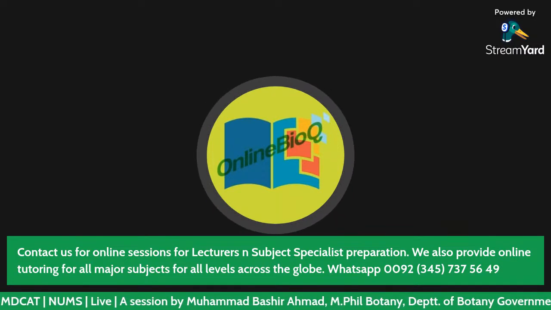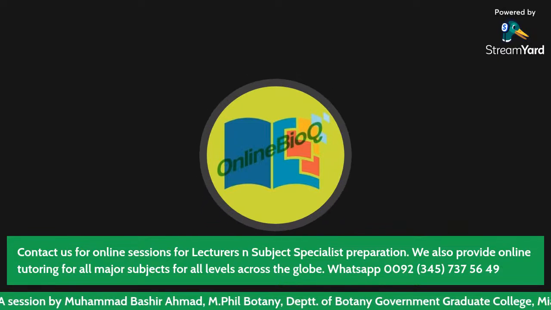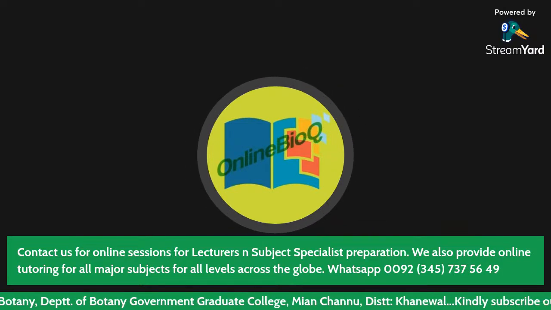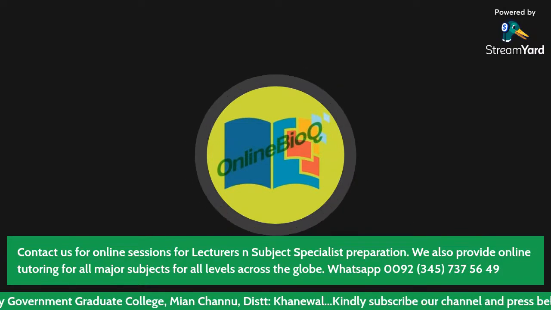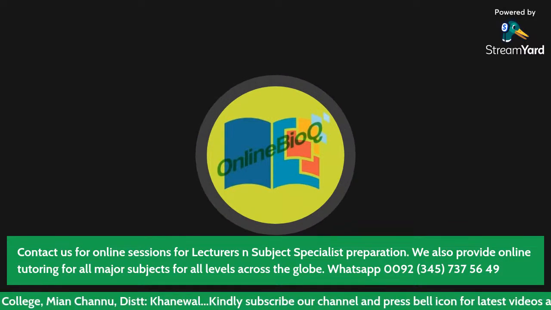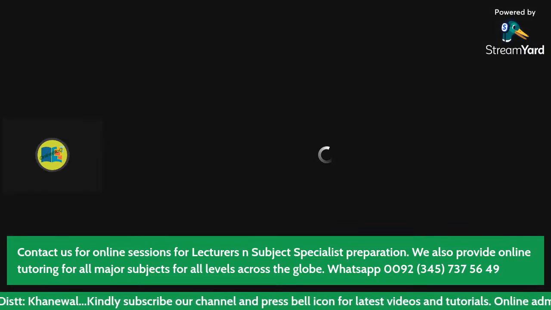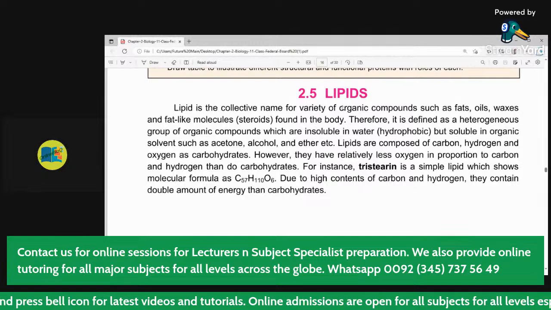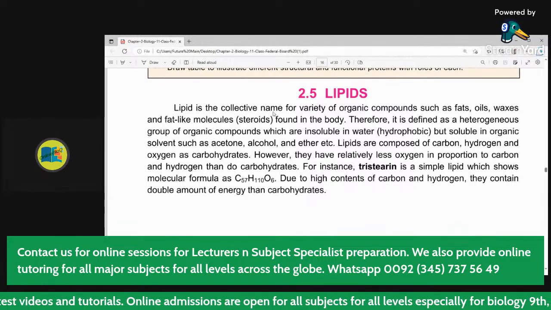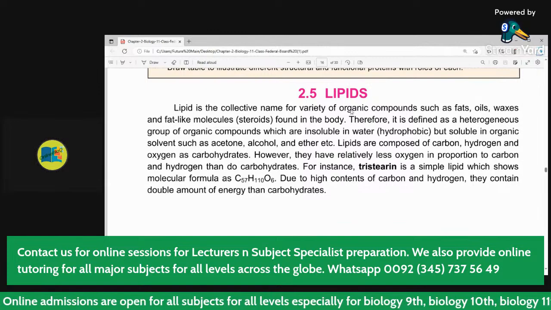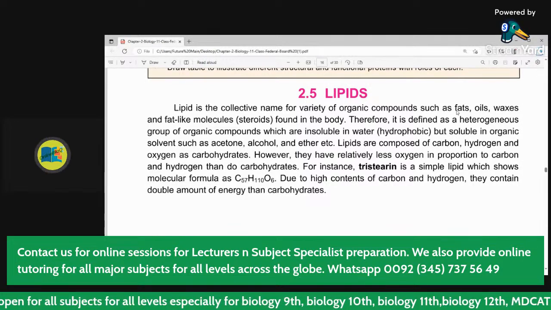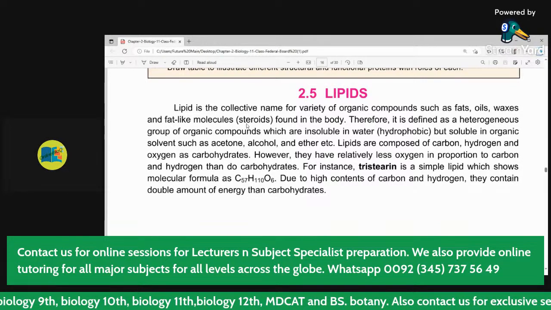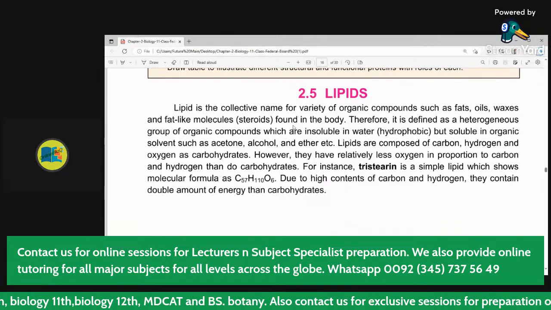Students, today we are going to cover our next topic, that is lipids. So we will try to discuss and study lipids in detail. Here is a detailed account of lipids from class 11 biology for federal boards, Pakistan. Lipid is the collective name for a variety of organic compounds such as fats, oils, waxes, and fat-like molecules such as steroids found in the body.